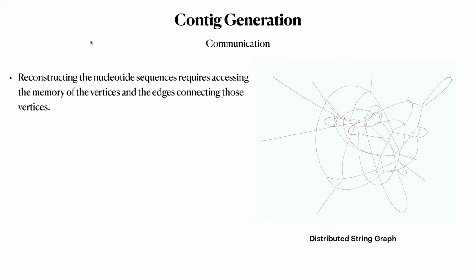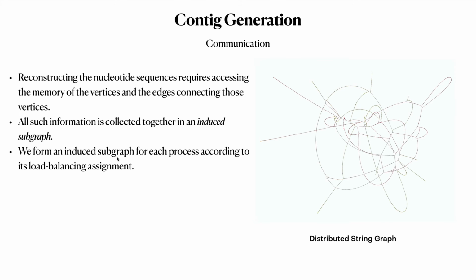So now that we have load balancing, we have to figure out how we're going to actually communicate the information that is needed for each processor to reconstruct its contigs. So the nucleotide sequences themselves are going to be required, as well as the memory associated with the vertices and edges connecting those reads. All such information is collected together in something called an induced subgraph, and we can form an induced subgraph on each processor according to its load balancing assignment.